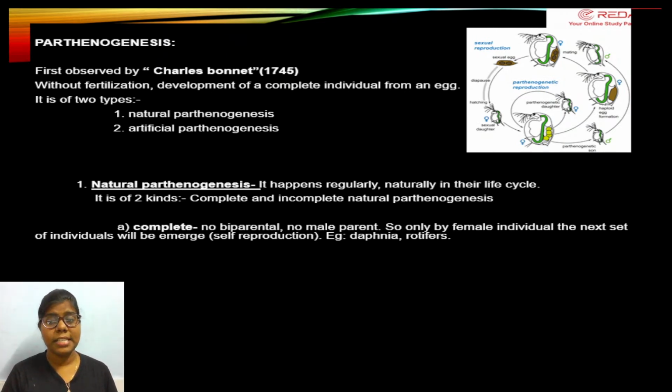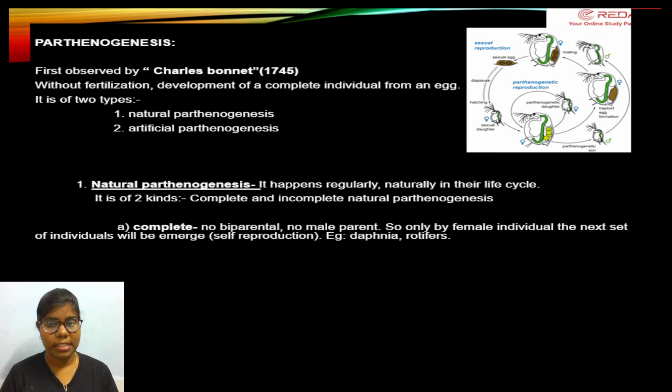Natural parthenogenesis அப்படின்னா என்னன்னா, நேச்சுரலாவே நம்ம வெளியே இருந்து எதுவுமே பண்ணாம naturally it is producing the young one. It is called natural parthenogenesis. It is of 2 types. One is completely natural parthenogenesis, and the other one is incomplete parthenogenesis. So we will see about the complete parthenogenesis.